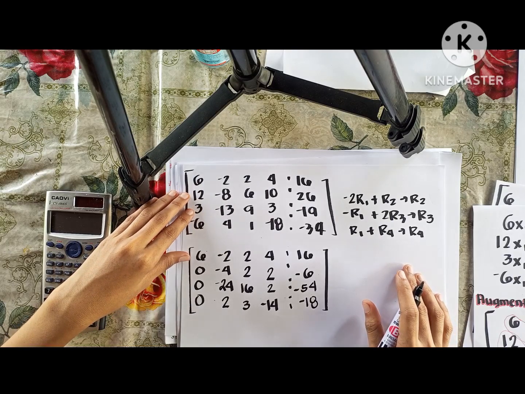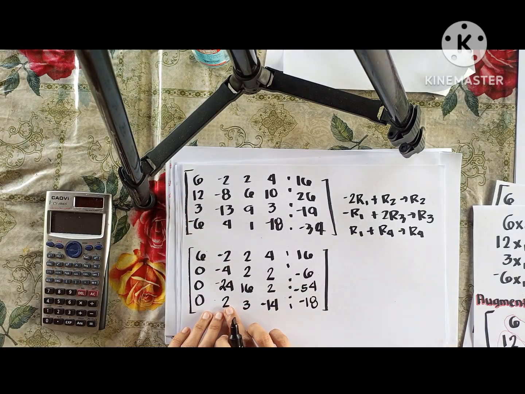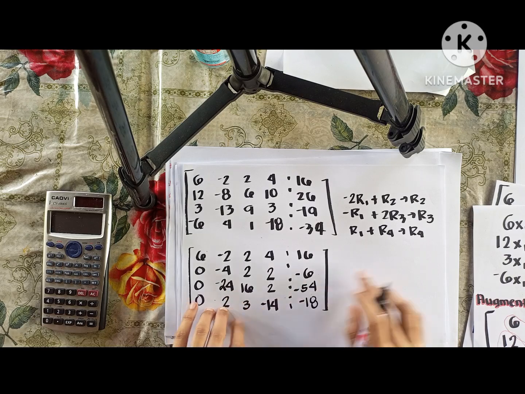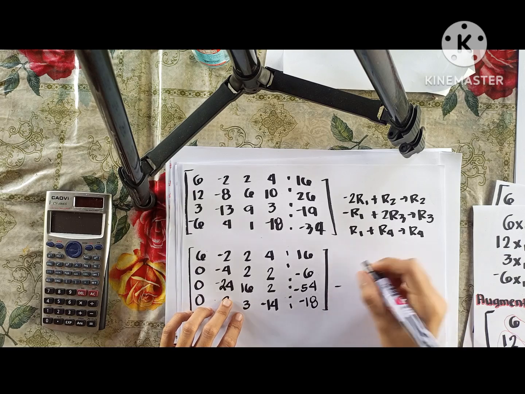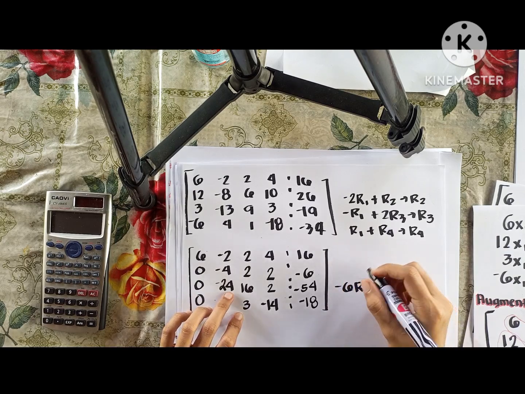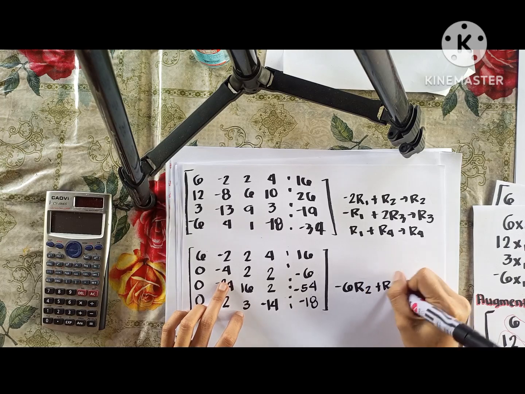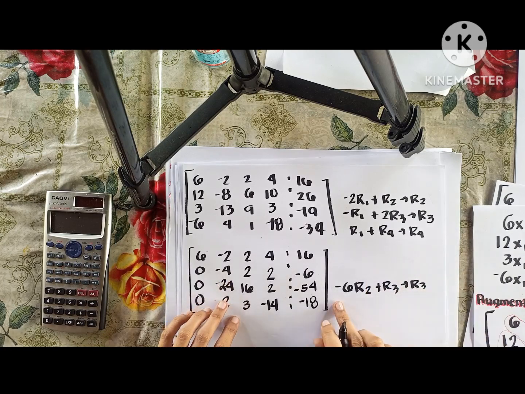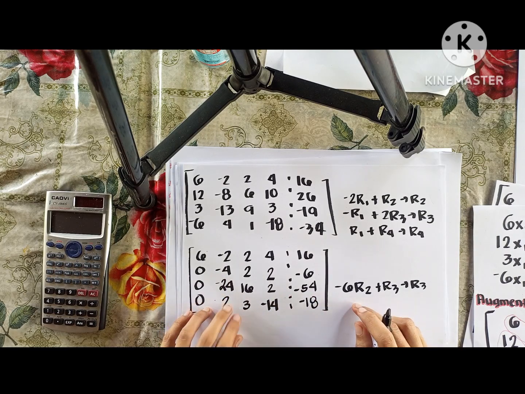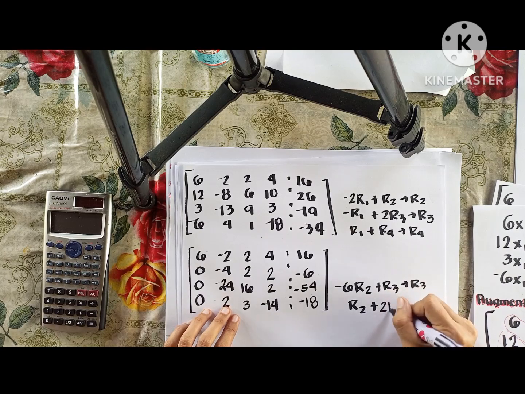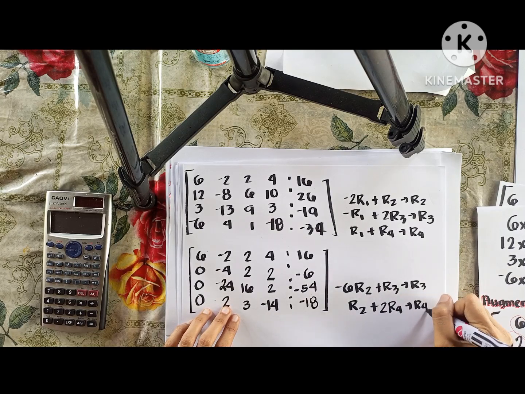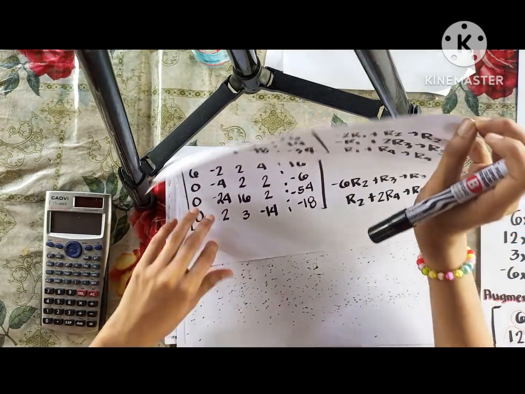Next, the next thing that I'm going to do is to make the negative 24 and 2 become 0. So, I am going to multiply negative 6 by our row 2 plus row 3, because negative 6 times negative 4 is positive 24 plus negative 24, that would be 0. Next, in order to make 2 become 0, I am going to add R2 to twice the R4, so 2R4.